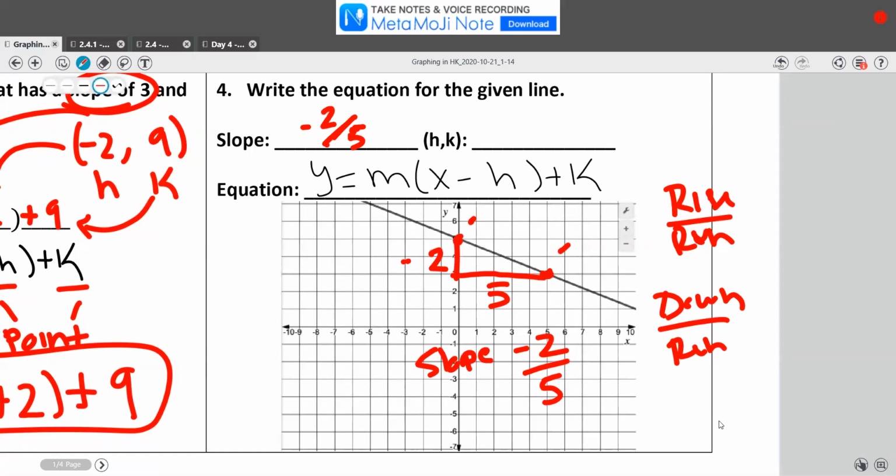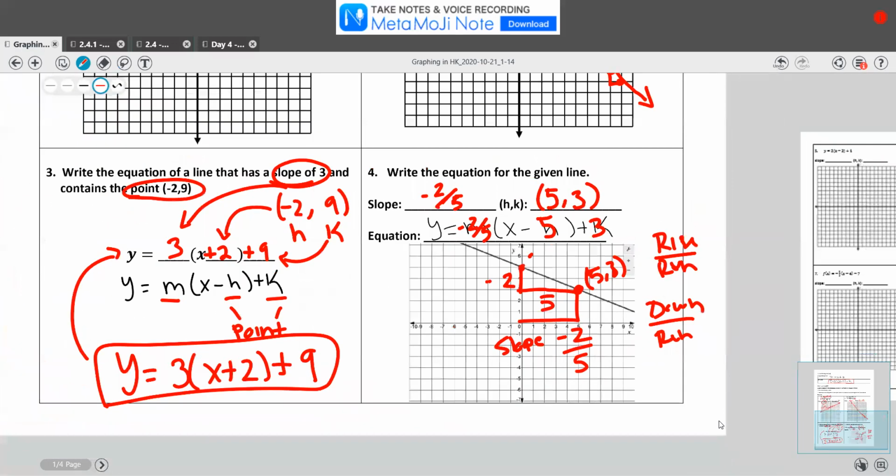Okay, and now I have to find a random point. Well, I did find a random point, this point right here. What point is that? Well, that's going to be 5 right, up 3, right? 5, 3. That's my random point, (5, 3). And all you have to do is plug them in. -2 over 5, then the opposite of 5, and then 3. So that's how you write an equation, okay?